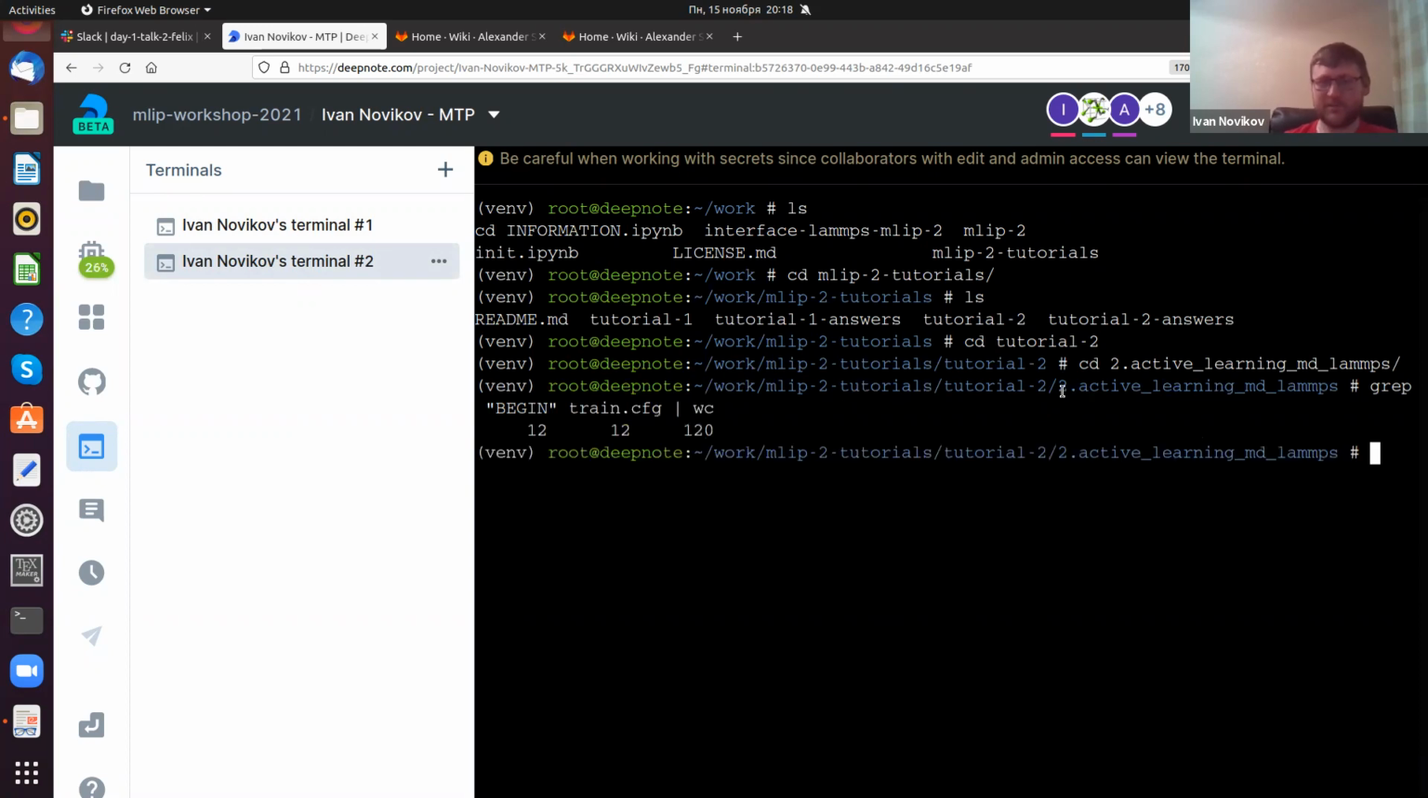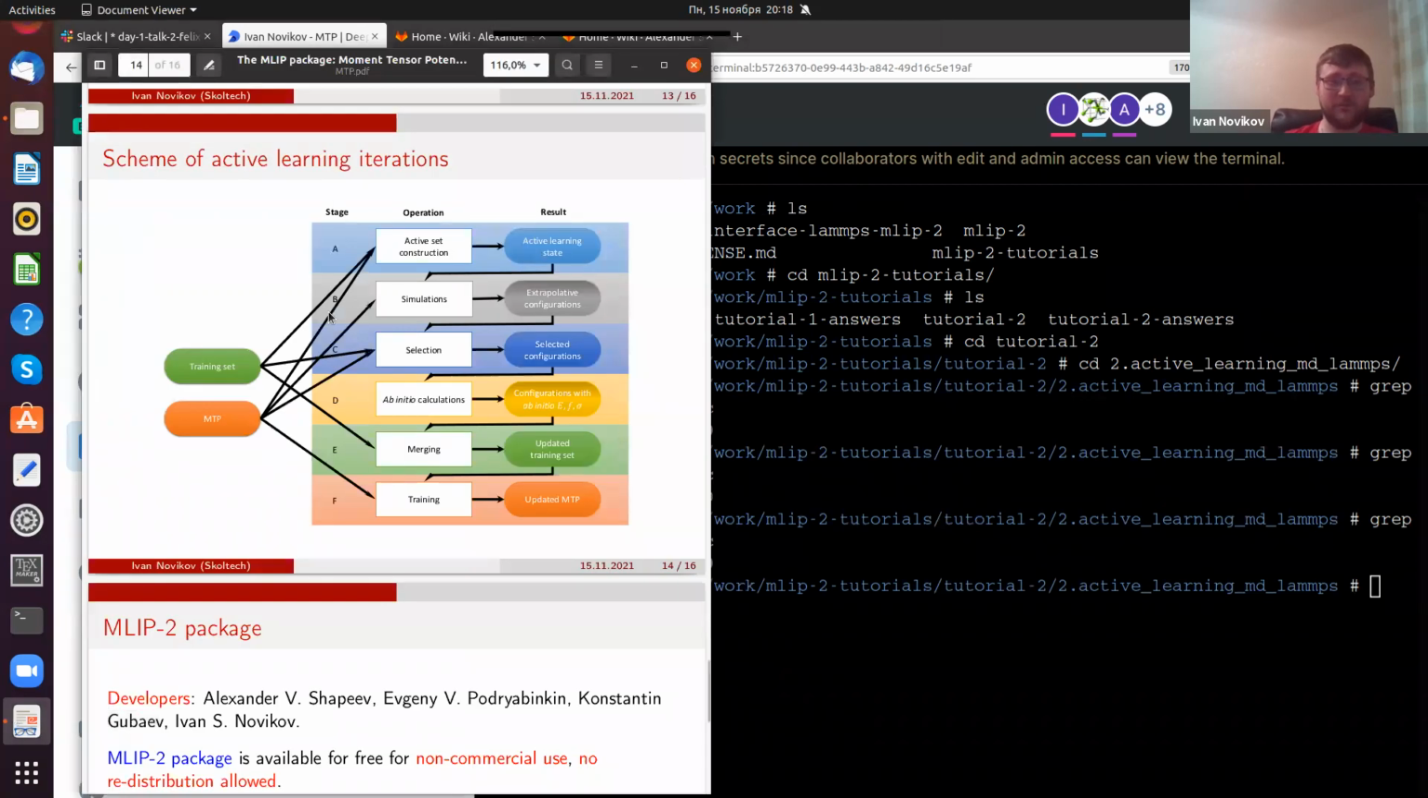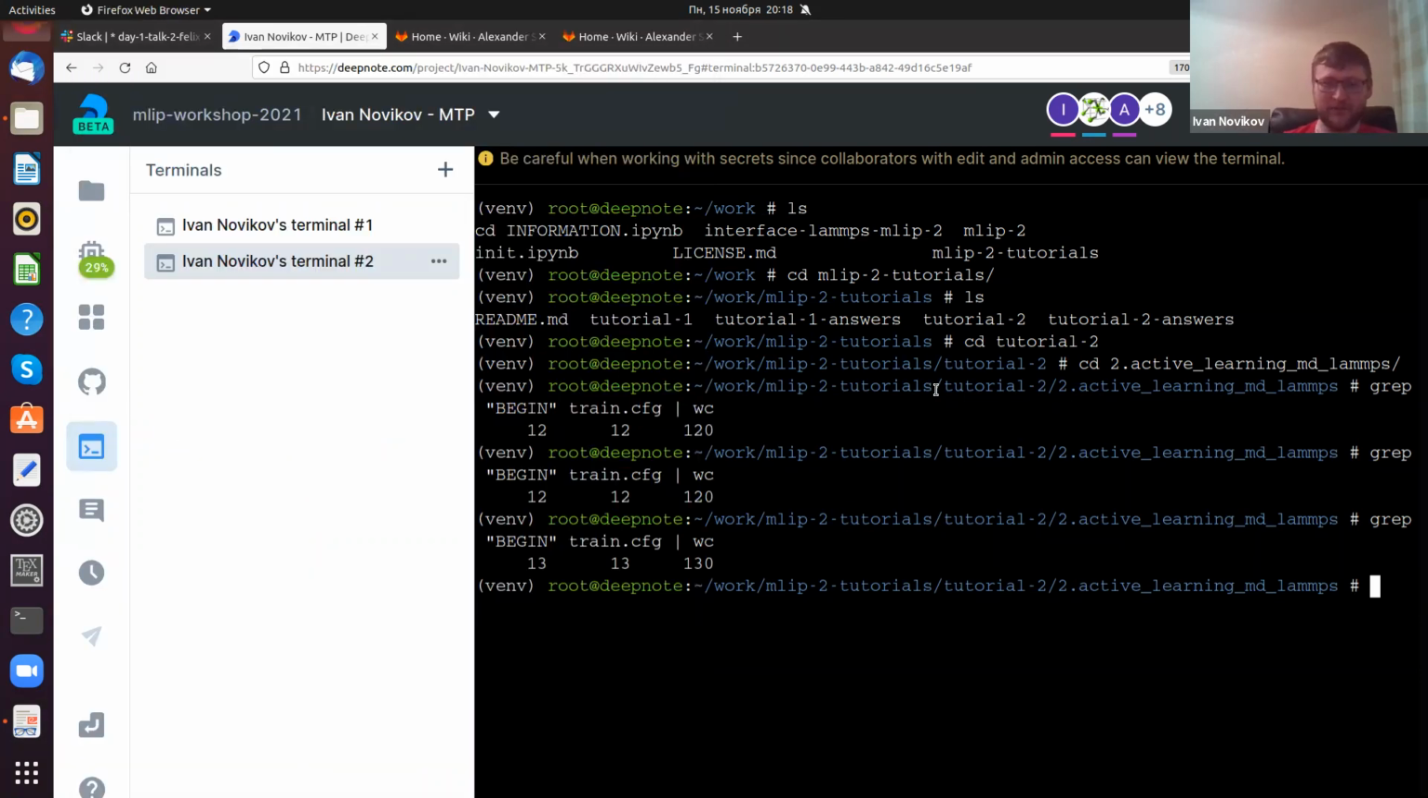Training set, yes. For the moment, we have 12 configurations in the training set. We started from 1 configuration in the training set. So next, again, we are running 13 configurations. So what should I say? During the first steps of the scheme of active learning iterations, normally our molecular dynamics breaks very fast.